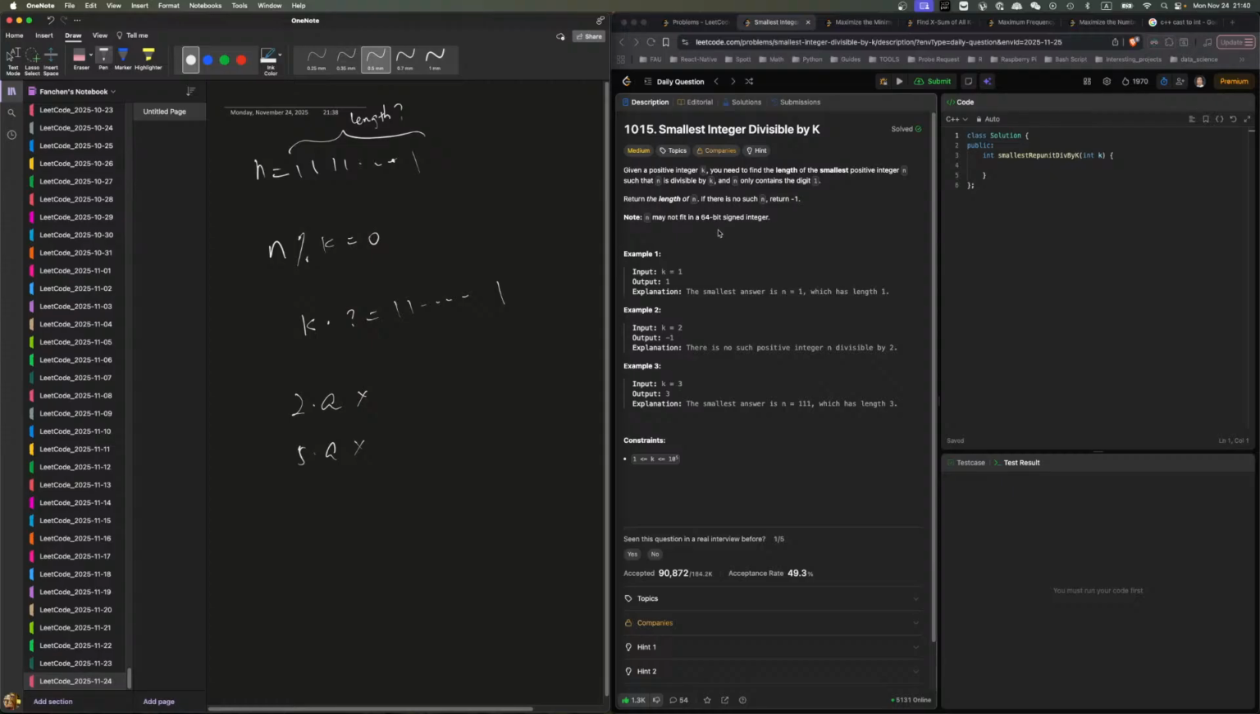So 1, it's triple. 3, 5. So we have 7, 9, 11, and so on, right? So it's all odd integers. And we need to find the smallest such that it makes sense.